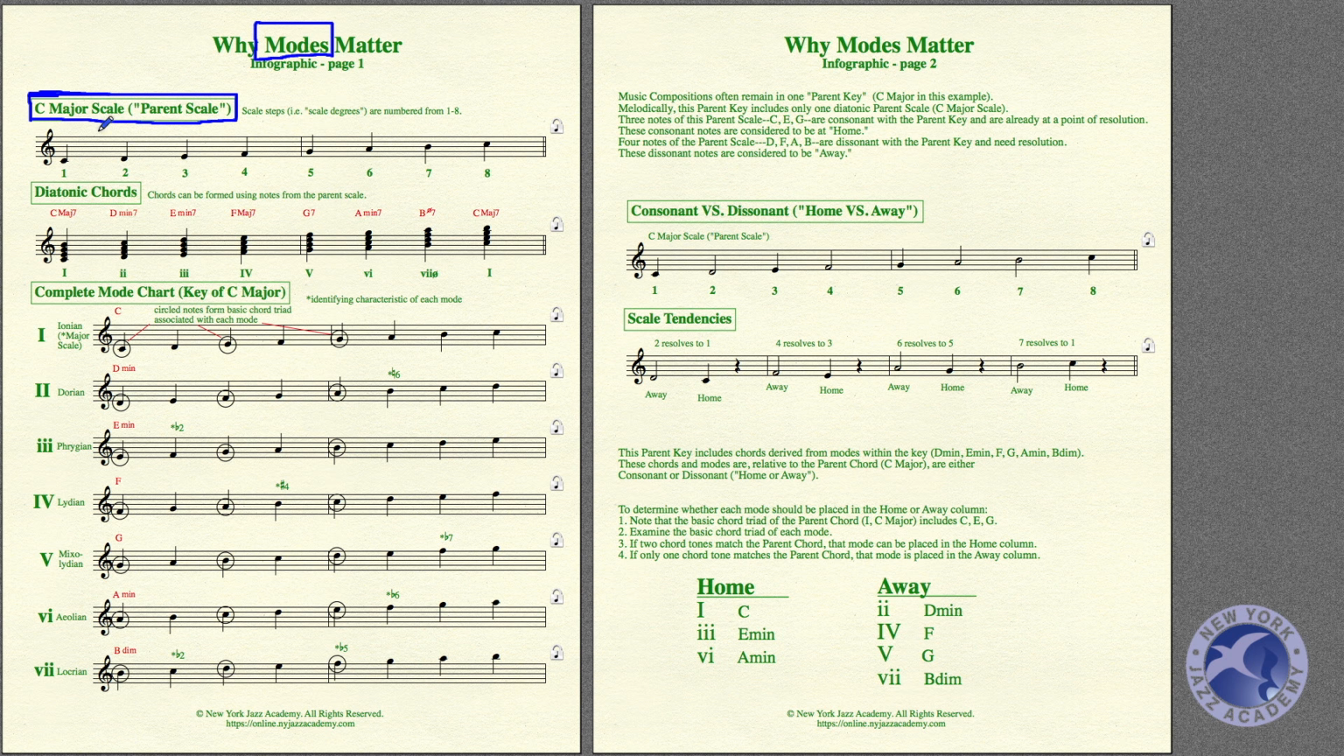So anyway, C major. We refer to modes as having a parent scale or a parent key. So our parent key and our parent scale is the key of C, and the parent scale is the C major scale. So again, to review here, scale steps, that is scale degrees, are numbered from 1 to 8. So we've got C is 1, D is 2, E is 3, F is 4, G is 5, A is 6, B is 7, and high C up here is 8.